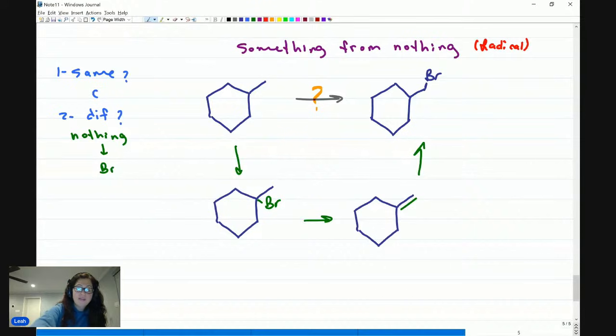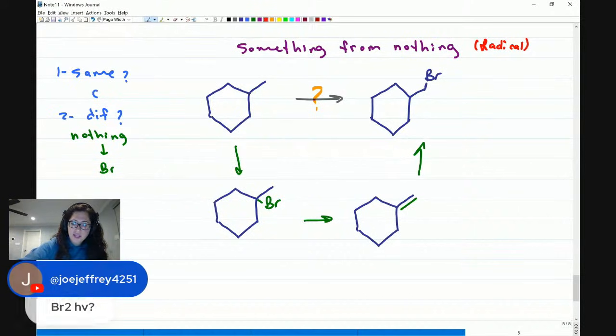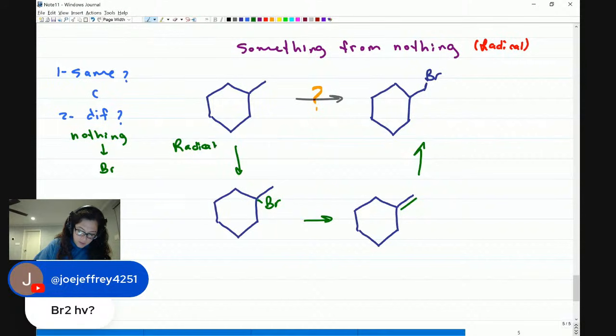And now that we have the intermediates, we can go ahead and fill it in. So yes, the first step, this is a radical. And we are going to use Br2 in heat or light. So you'll see it with a triangle for heat, with an H nu, or even a squiggly line to show a wavelength for light.